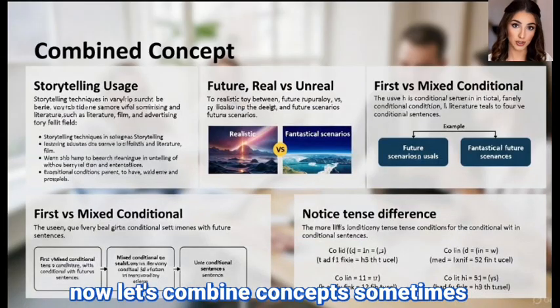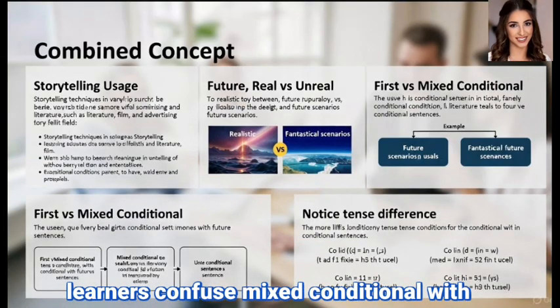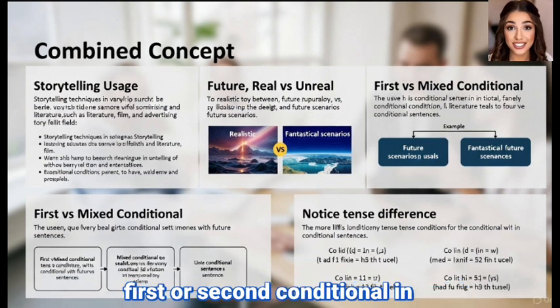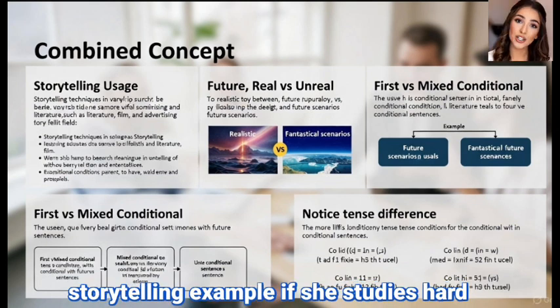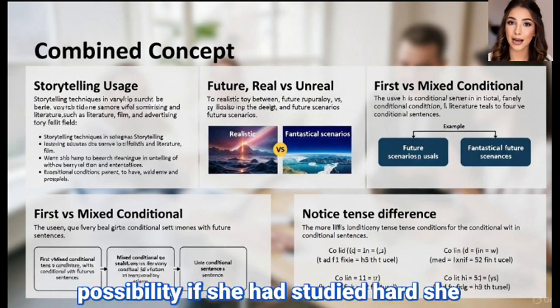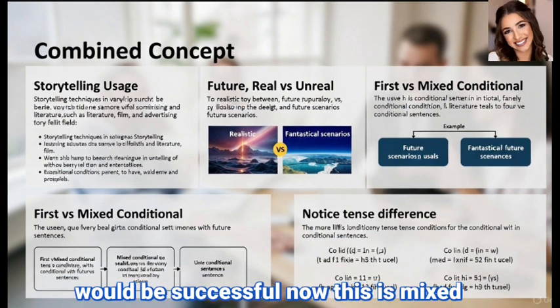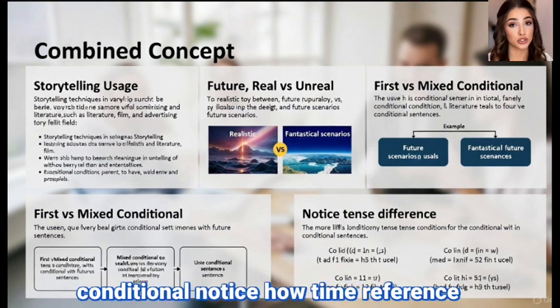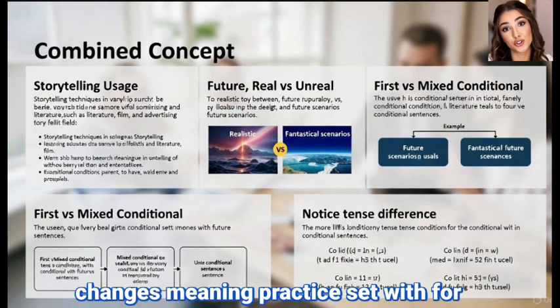Now let's combine concepts. Sometimes learners confuse mixed conditional with first or second conditional in storytelling. Example, if she studies hard, she will pass. This is future real possibility. If she had studied hard, she would be successful now. This is mixed conditional. Notice how time reference changes meaning.